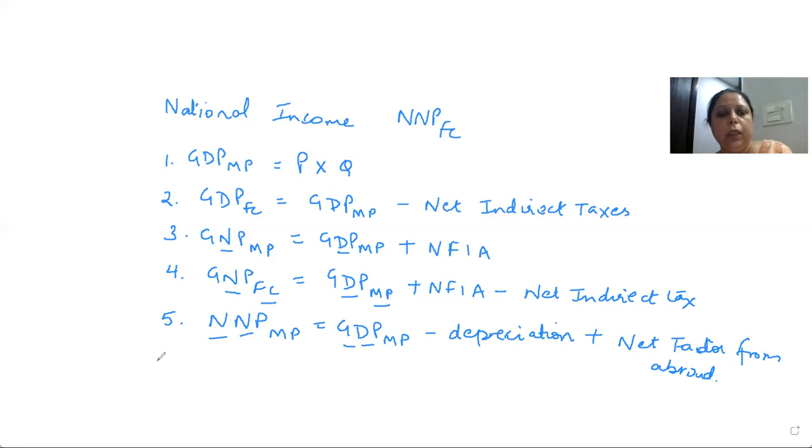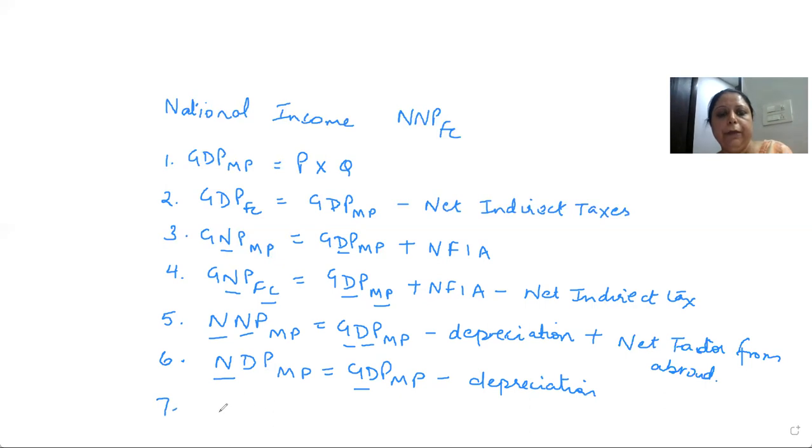Now coming on to the sixth aggregate, that is NDP at market price. Now from here, GDP at market price. Now we have to simply convert from gross to net. So from gross to net, you will minus what is known as the depreciation to simply come to NDP at MP, from GDP at MP.